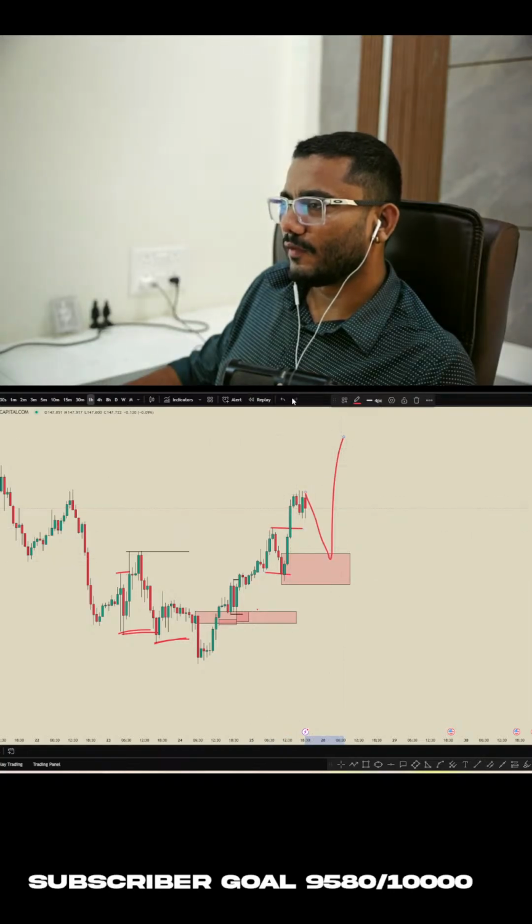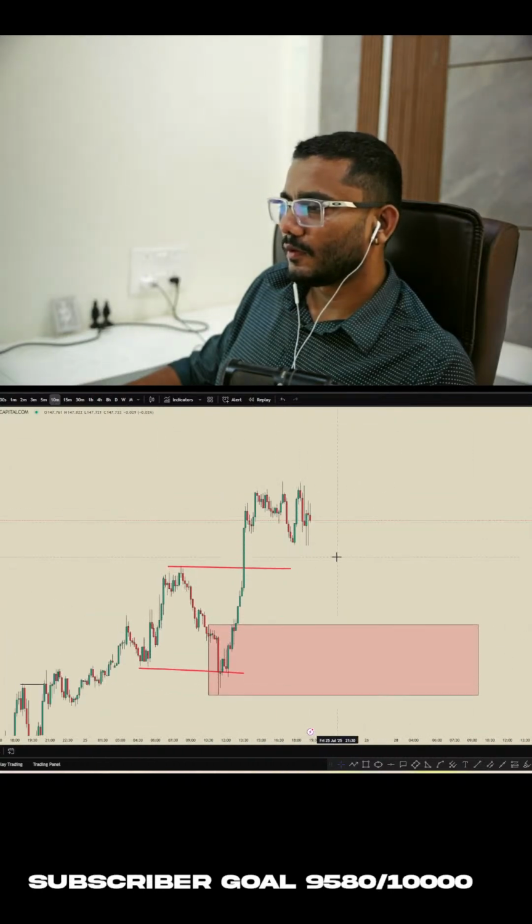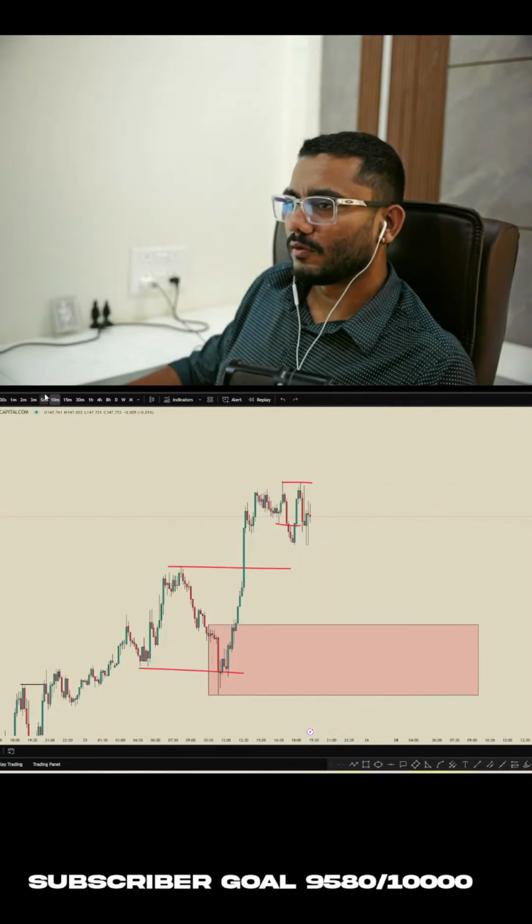So on 1 hour, we can see price can react from this 1 hour order block and continue to the upside. Right now, this is a pullback. I don't think price will sweep this liquidity and then continue.